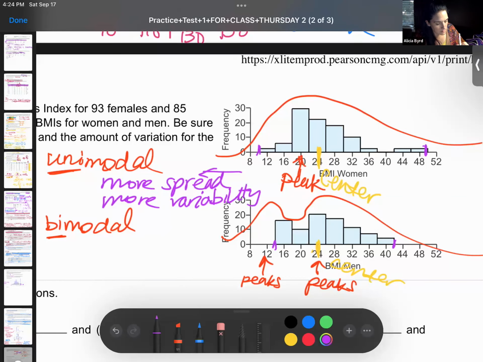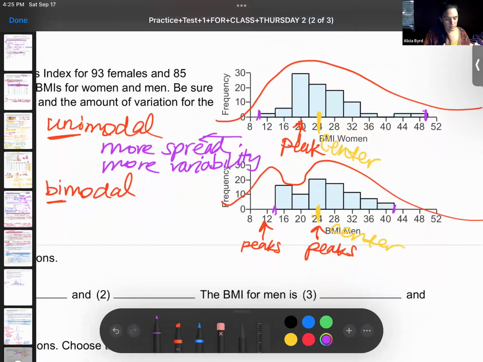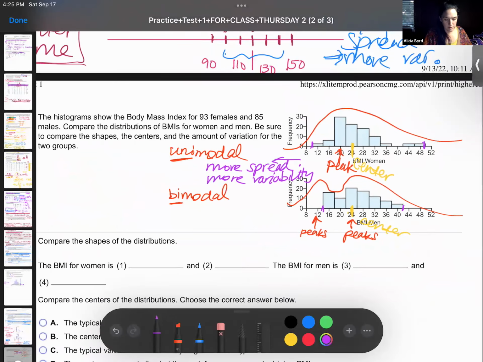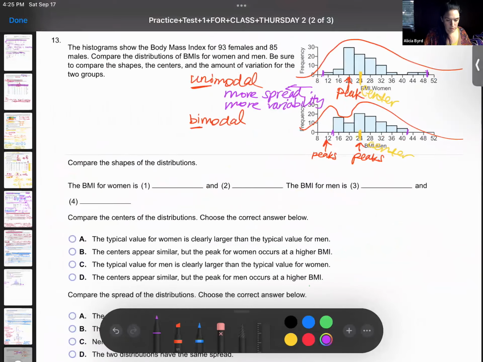Okay, so these are the things we've kind of looked at. So let's maybe bring this back and see if we can put all this together as we answer these questions.